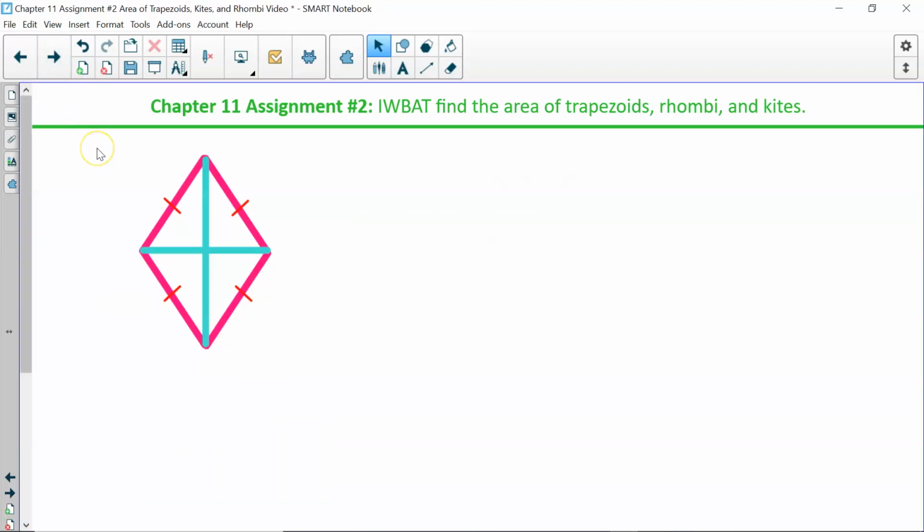So moving on to the next quadrilateral, that is a rhombus. And with a rhombus, we know that one of the properties is that all of the sides are congruent. And in my rhombus that I have drawn here, I also have the two diagonals drawn.